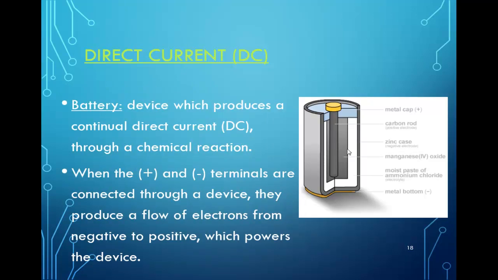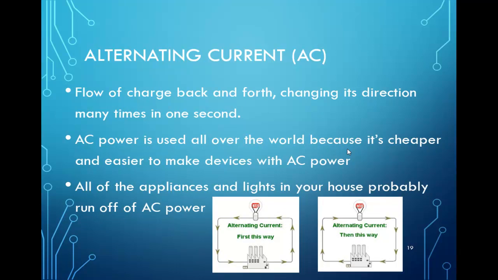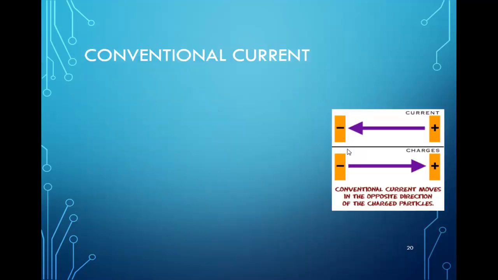And we say direct current is like a battery, a device which produces a constant DC current through a chemical reaction when the positive and negative terminals are connected through a device. They produce a flow of electrons from negative to positive, which powers the device. Okay, and we also talked about the shape of the alternating current in the circuit.